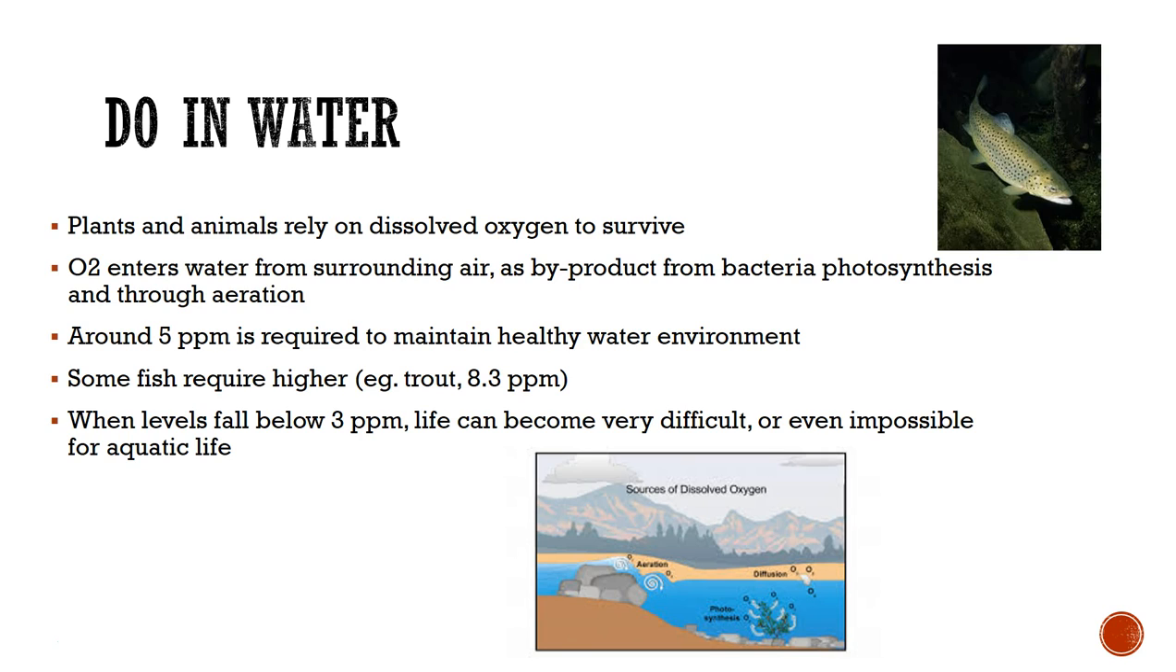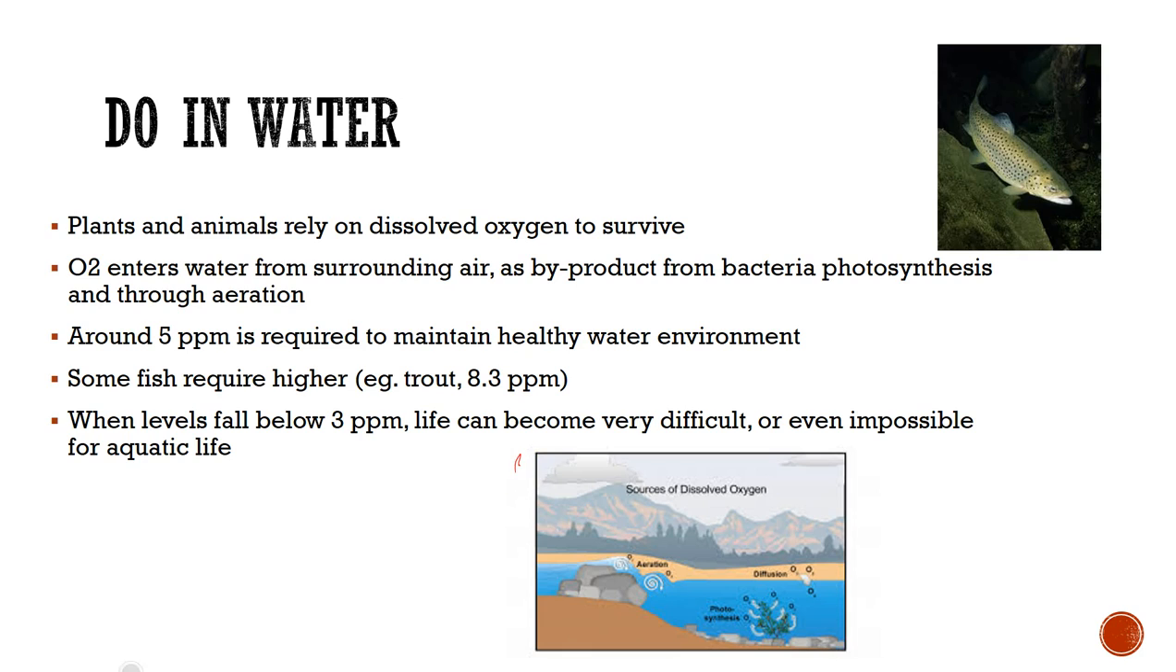We want about 5 parts per million, which is equivalent to about 5 milligrams per litre, in order to maintain a healthy water environment. Some fish, such as trout, which you usually find in rapids and things like that, require 8.3 ppm. So it changes the environment that we find these organisms depending on the amount of dissolved oxygen they require. Typically, when things fall below 3 ppm, the water becomes very polluted and it essentially becomes very difficult or impossible for aquatic life. So we consider that a high level of pollution.